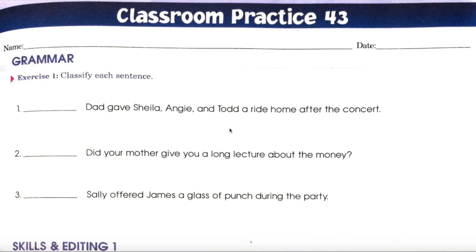Okay, this is Classroom Practice 43. Exercise 1, classify each sentence. These are really difficult. I don't know why your workbook started with such difficult sentences, so please don't look at these sentences and think that they're all going to be like this. They will not. Your book decided to start with really hard ones.